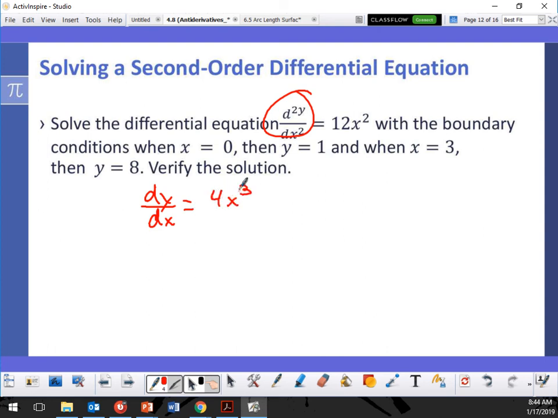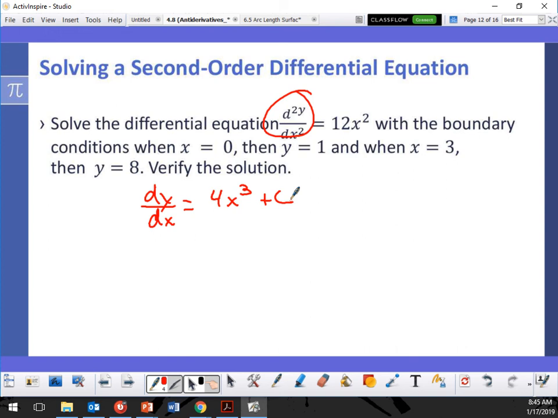4x cubed plus c. Now, what did I say? I said I had a value, right? Okay, so let's go ahead. So it's going to be x is 0, y is 1. Okay, so how can we plug it in here? We know y, not divide over dx. Yeah, but it's y. Okay, so we plugged in there.